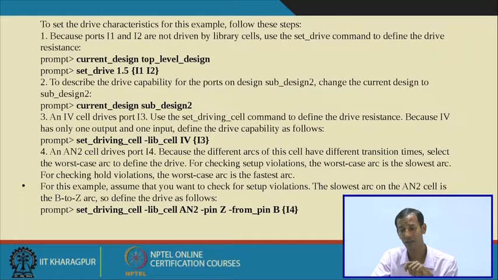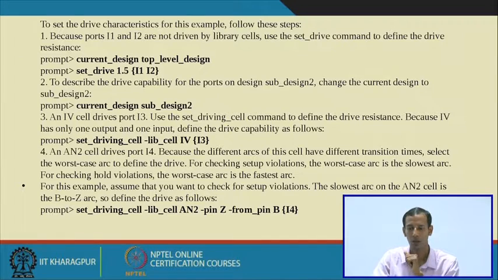How can you define that? By setting this command set_drive. set_drive 1.5 to I1 and I2 indicates that the two ports I1 and I2 are not driven by a library cell, so use the set_drive command to define the drive resistance. Beyond 1.5 they will not be capable of driving.